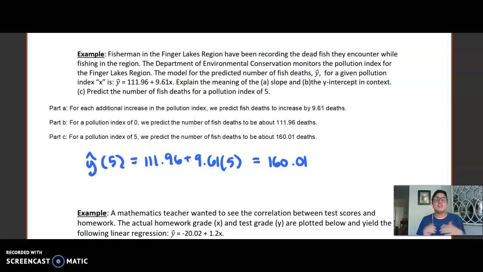Now, assuming there's no change, or for a pollution index of 0, we predict the number of fish deaths to be about 111.96 deaths. And then lastly, for a pollution index of 5, we predict the number of fish deaths to be about 160.01 deaths.